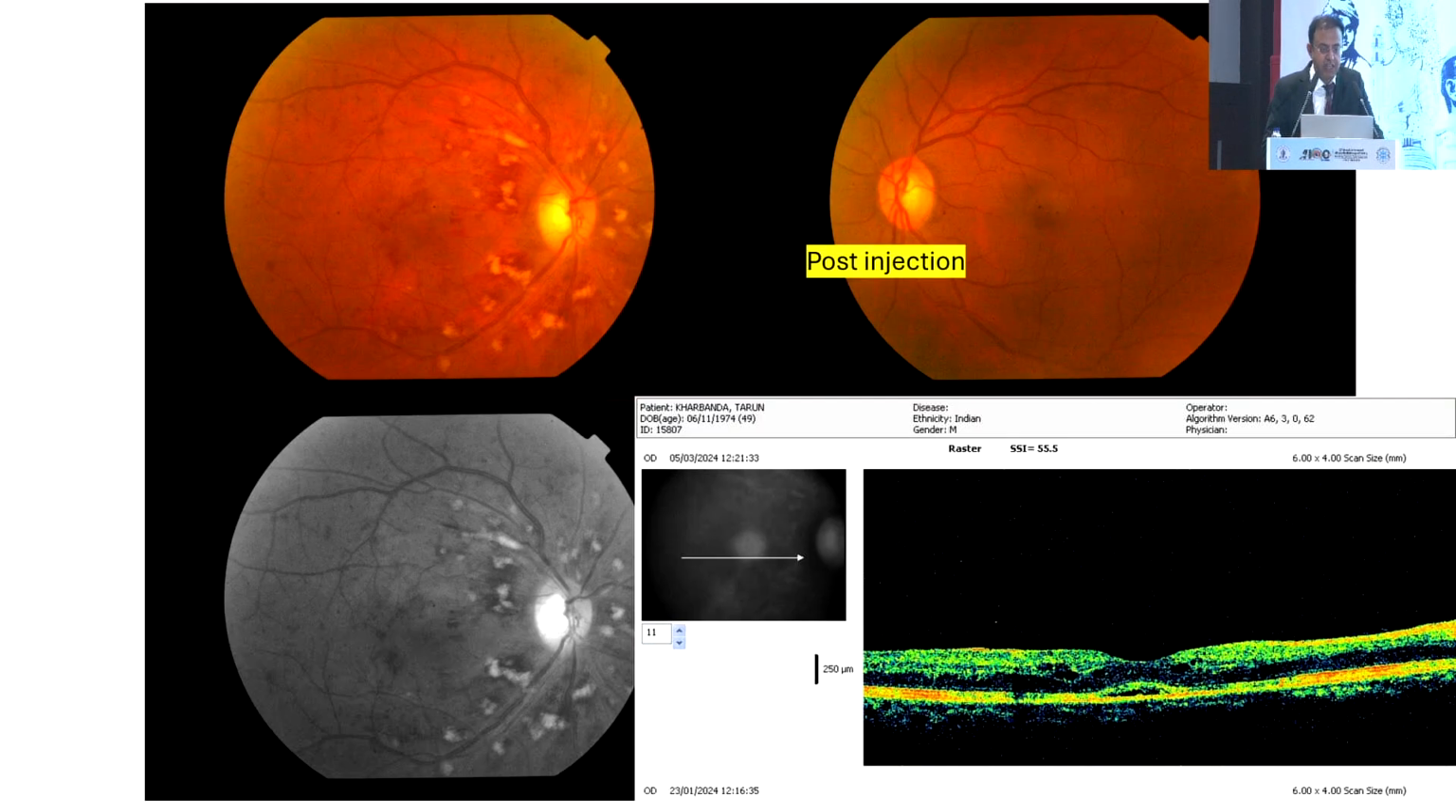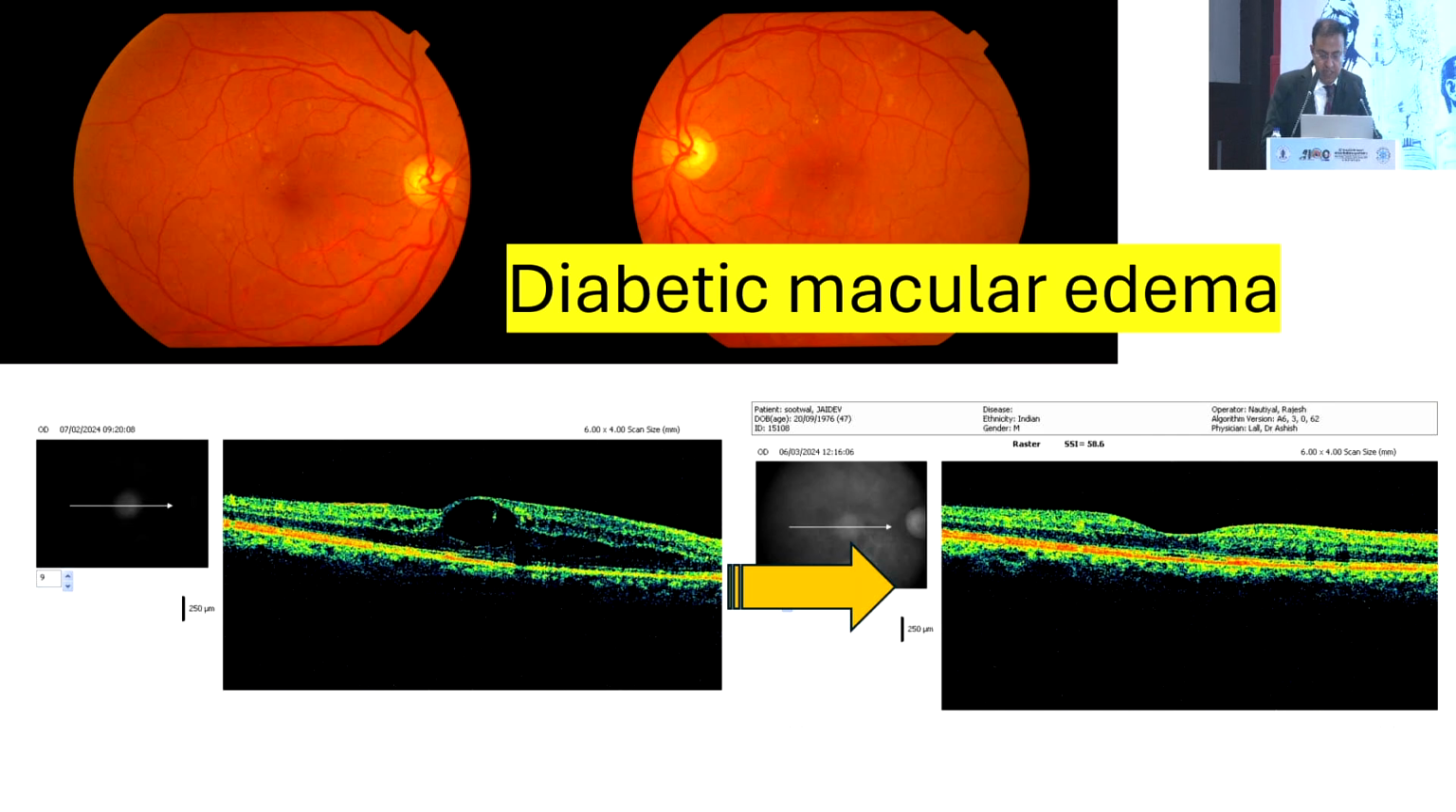You can see that the OCT clearly shows decrease in fluid. What we need to see is that the fluid, whether it is intraretinal, subretinal, or sub-RPE, should decrease. Then we can repeat it. Diabetic macular edema, you can see here they respond quite well.